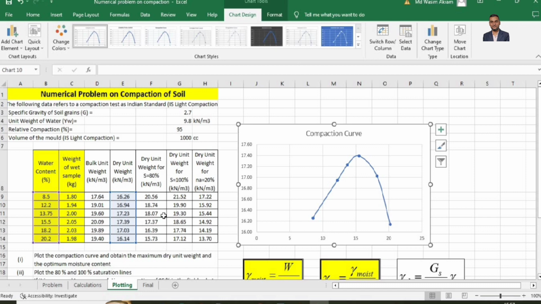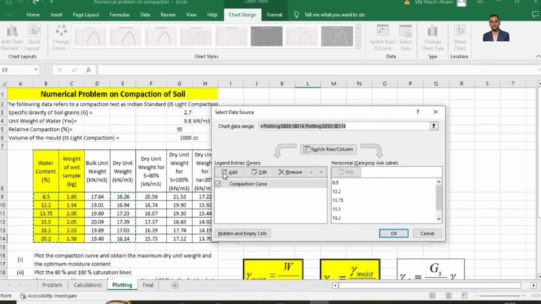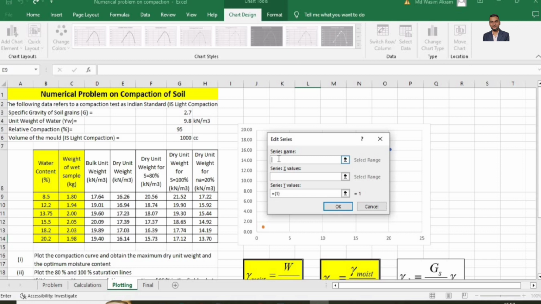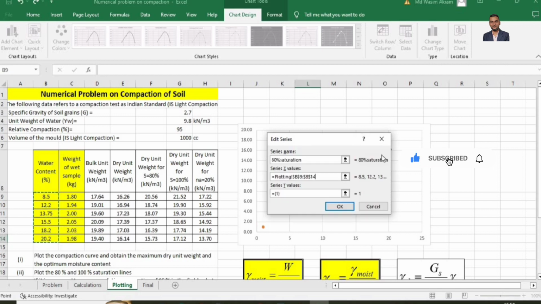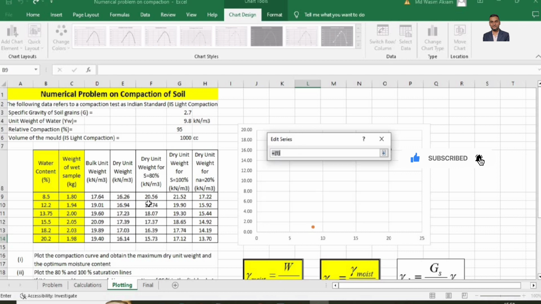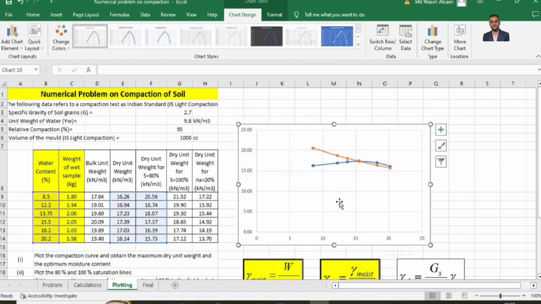Now we have another data to plot, that is dry unit weight for 80% saturation and 100% saturation. In the same way we will plot the graph of 80% saturation and 100% saturation. In both the cases the water content will be on the x-axis and the unit weight will be on the y-axis. So we just repeat the same procedure of graph formation as we discussed for the compaction curve.